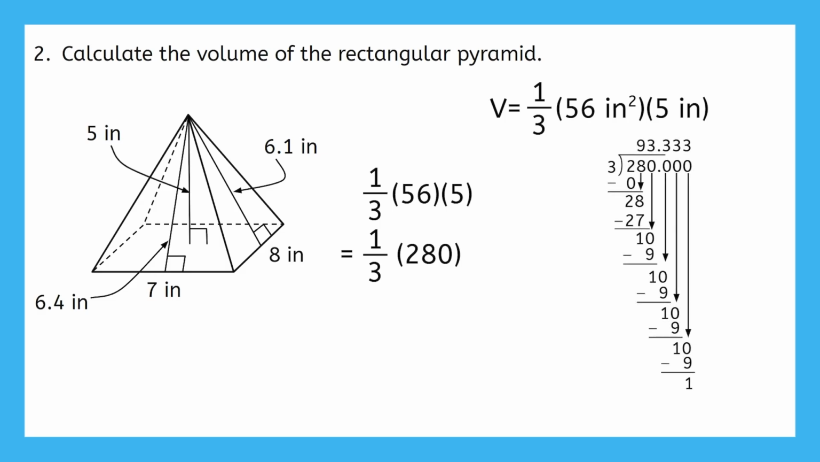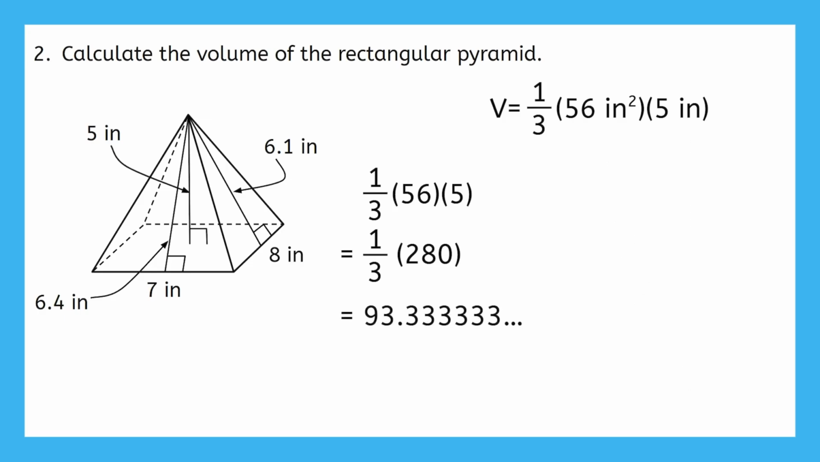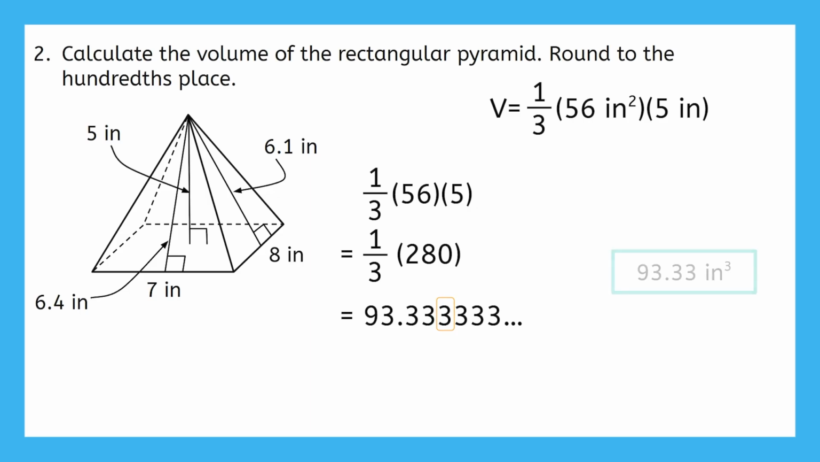We end up with a decimal that continues forever, so let's go ahead and round it to the hundredths place. What is this decimal rounded to the hundredths place? Since the number in the thousandths place is less than 5, we can keep the number in the hundredths place as is, giving us 93.33 cubic inches.